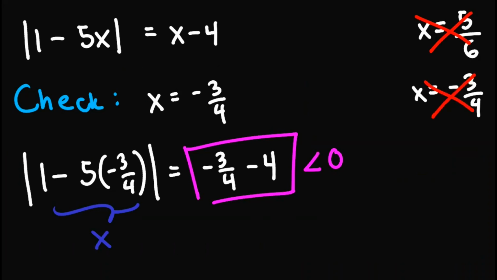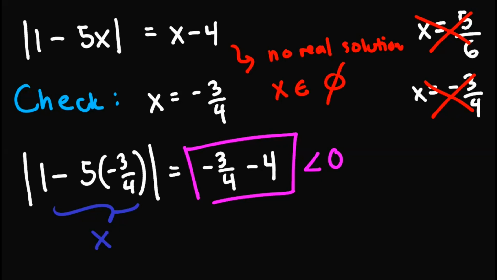And so, since both of our solutions are not valid, what can we say? We can conclude that this equation has no real solution. Or we can write it as x is an element of the empty set. So no value of x satisfies this absolute value equation.